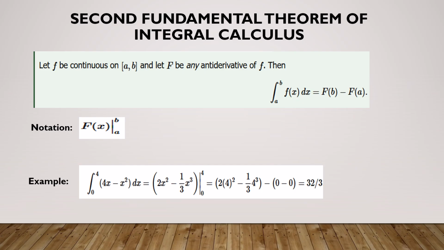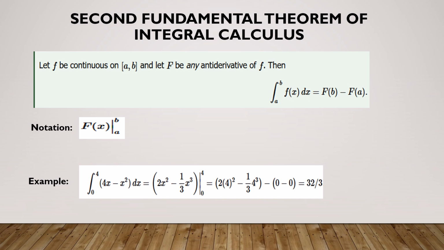A simple example to understand definite integration. Suppose I want to integrate the function from 0 to 4, the lower limit 0, upper limit 4. The function is 4x minus x square dx. The first thing is you find the integral, then put the limits. So integral of 4x, that means 4 into x square by 2, that is nothing but 2x square. X square integral is x cube by 3. So now this is the integral.